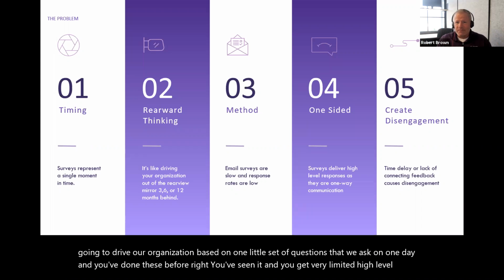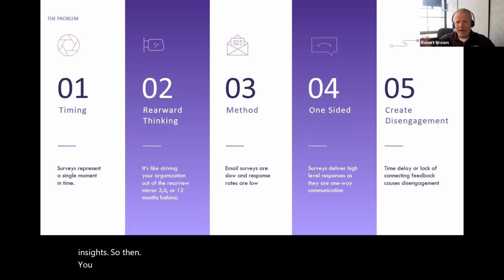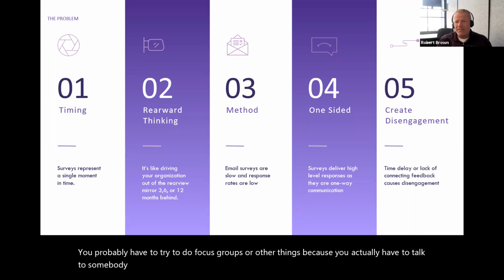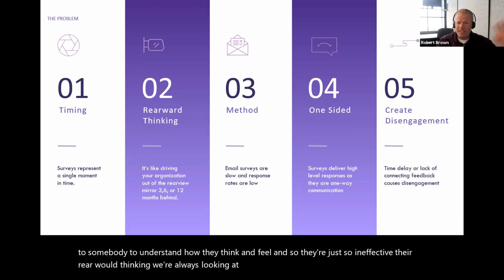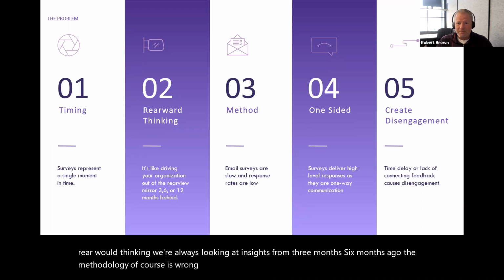So then you probably have to try to do focus groups or other things, because you actually have to talk to somebody to understand how they think and feel. And so they're just so ineffective. They're rearward thinking. We're always looking at insights from 3 months, 6 months ago. The methodology, of course, is wrong, because bottom line, most are still sent out via email, and who responds to that anymore?